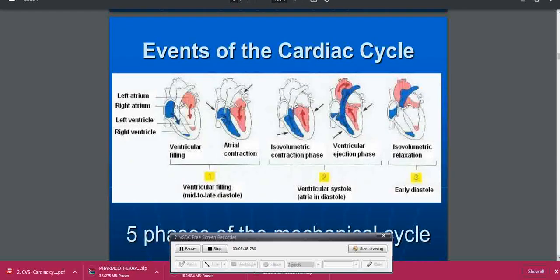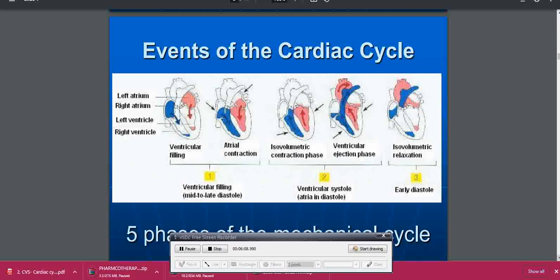So the events of the cardiac cycle, I want you to understand according to what you are able to see from your end. This is a diagrammatic presentation of what is there. First of all, we have the events of the cardiac cycle, and we have 5 processes: ventricular filling, atrial contraction, isovolumetric contraction phase, ventricular ejection phase, and isovolumetric relaxation. So let's start with the ventricular filling.